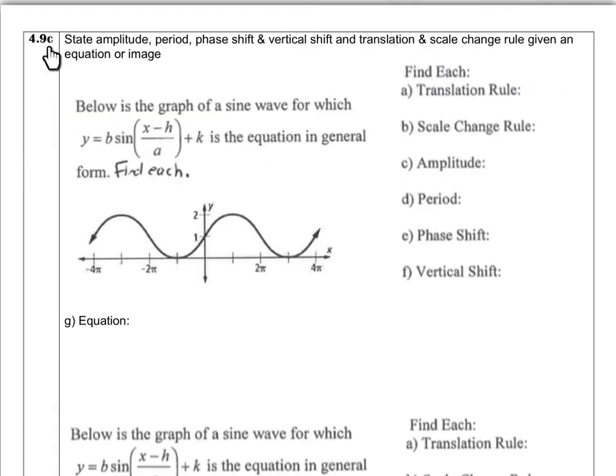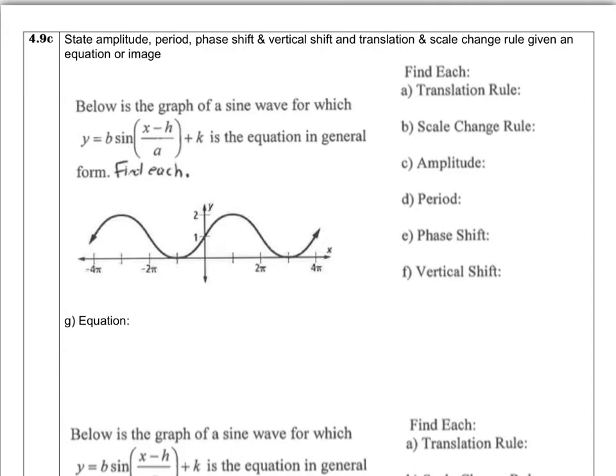Learning Objective 4.9c wants us to state amplitude, period, phase, and vertical shift, and all the translation and scale change rules, given an equation or an image. Here they have an image for us, and they want us to state all of the information and give the actual equation. So they are telling us our parent function we're starting with is the sine.